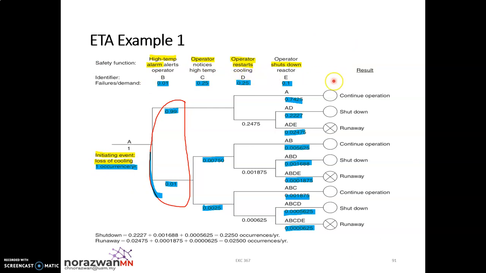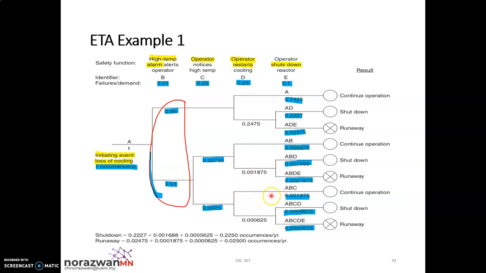By mathematics, this is all about the consequence and the result from the initiating event and your safety function. However, in a real case, this statement is not true. Because if your high temperature alarm is failed and your operator also failed to notice the high temperature condition, how can he restart the cooling water? Basically this event does not exist, because once the operator failed to notice the high temperature, how can he notice and start the cooling water?